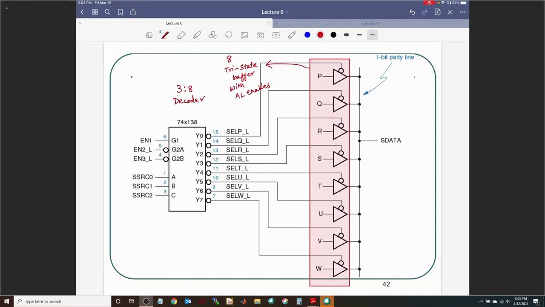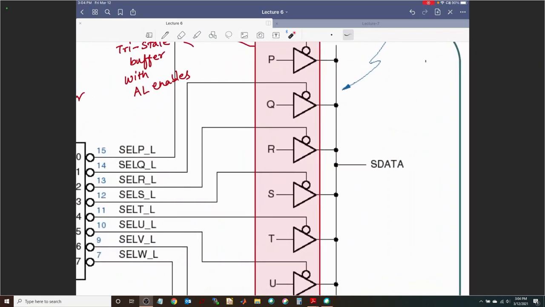Doesn't it have open collector inside? It does. So it's made from an open collector design, but we are not exploring the internals for this. We are just using the abstract version, the symbol and the truth table. So we have got the 3-to-8 decoder. There are eight outputs for a 3-to-8 decoder. All of those outputs are actually controlling the enables of the eight tri-state buffers. And if you see, the outputs of all the eight tri-state buffers are tied together on a one-bit party line, which we are calling serial data, S data. So everything is tied together. So clearly, you could run into a problem, right? When you're tying multiple outputs together, do you guys see some potential problems here?